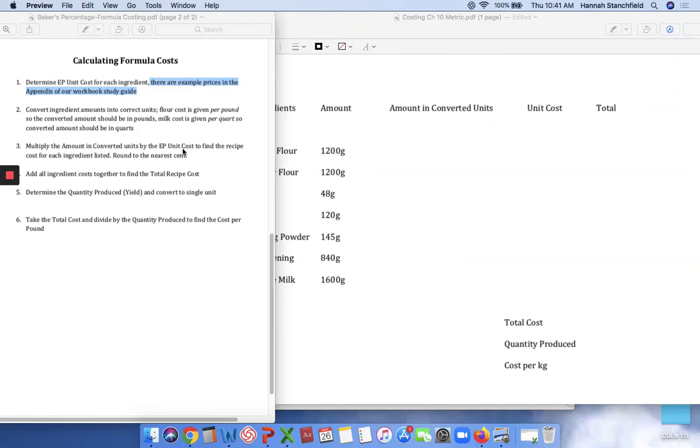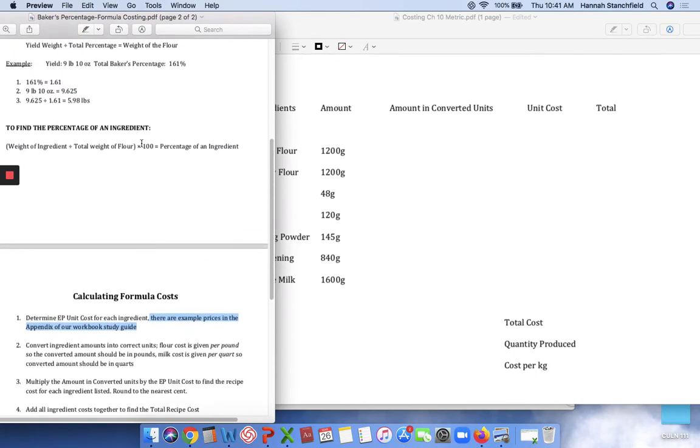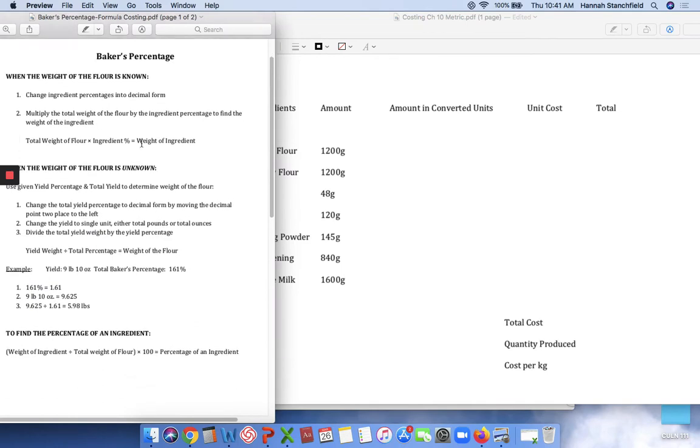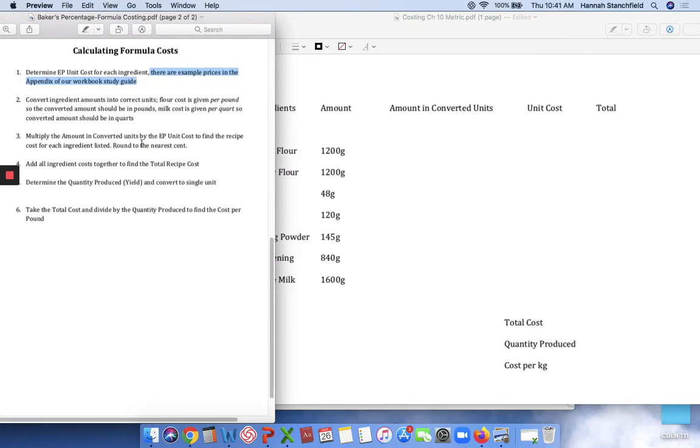Start with calculating formula costs. This document is in La Lima under resources, so you can review this anytime you need to. Our baker's percentage and our calculating formula costs.